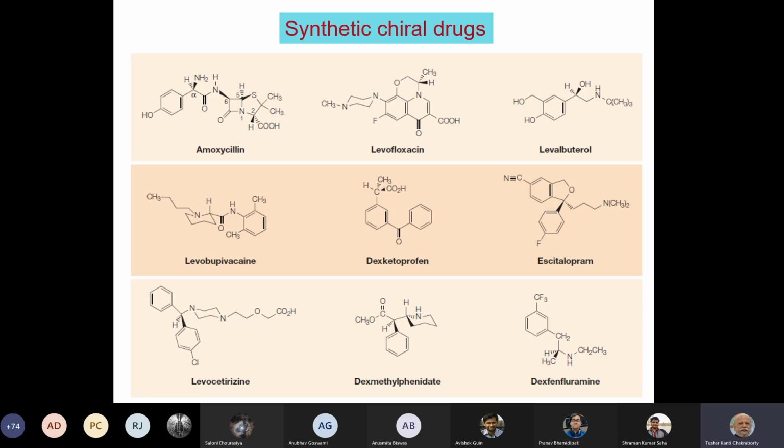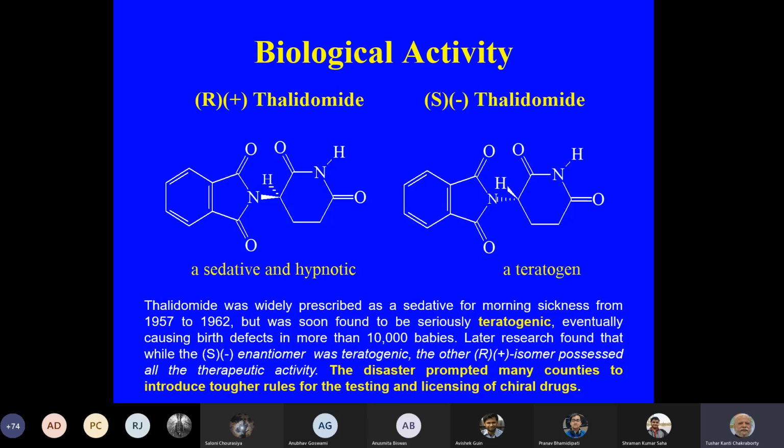And this is also derived from the penicillin concept, and then you make slight modifications here and there to make it a better drug. And some other molecules are shown here. These are synthetic chiral drugs, not from natural products.